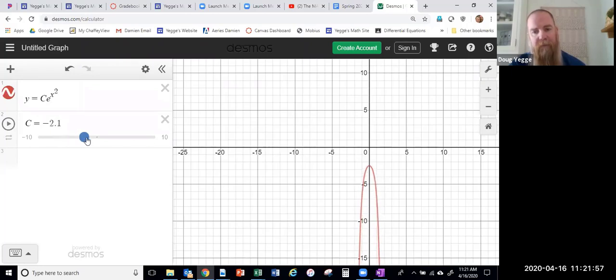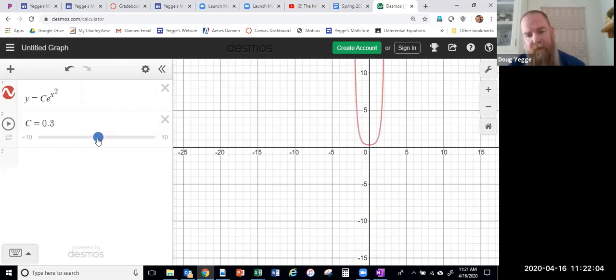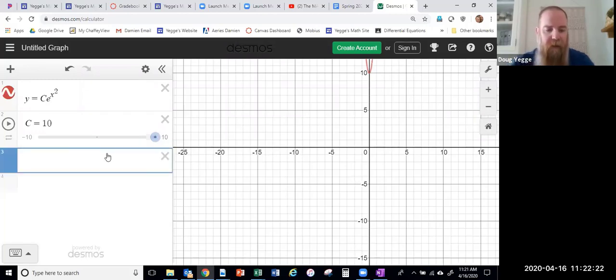But notice that there are lots of solutions. This right here is a solution to the differential equation. This is another solution to the differential equation. This is another solution. So is this right here. That's another solution to the differential equation. But what if I told you that there was only one solution that was going to go through the point 0, 5?